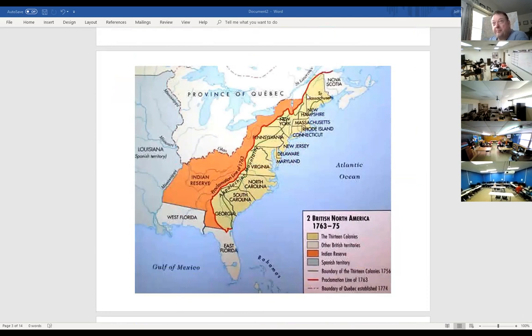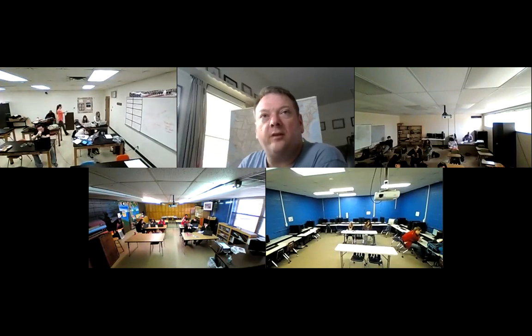This is just another map showing you where the 13 colonies are, in conjunction with the Proclamation line of 1763. This became an Indian reserve. Any questions on the Proclamation of 1763 or the Seven Years' War?